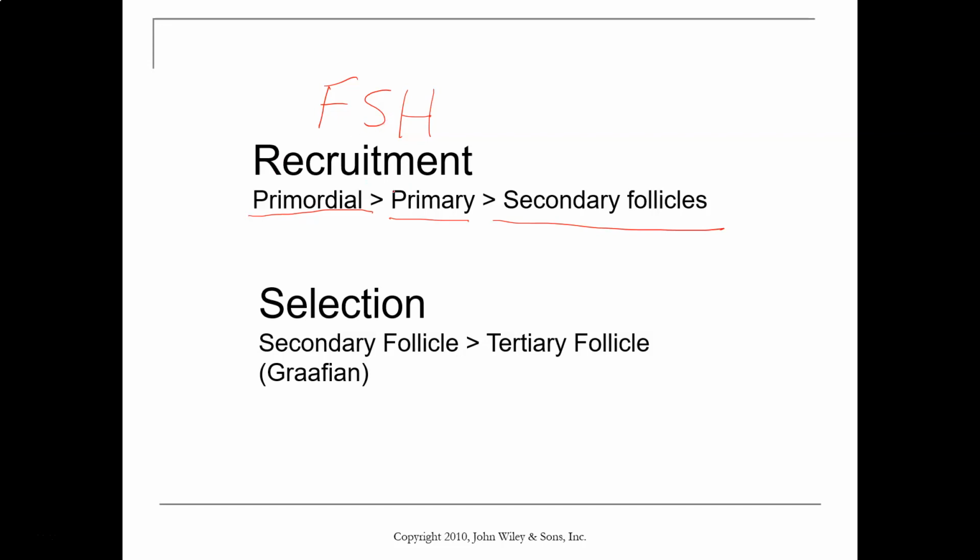Okay, one more thing about recruitment is that by the end of the recruitment phase, when you have secondary follicles, these follicles start to make estrogen. We use E for estrogen. Remember, that's a steroid hormone made from cholesterol. Primary and primordial follicles do not make it, but secondary follicles, those epithelial cells, can start to synthesize estrogen.